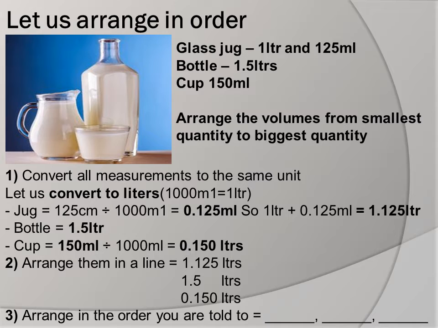Okay, now here's the answer. In the whole numbers, we have 1, 1, and 0. So 0 is the smallest. Definitely 0.150 liters is the smallest. Then from the 2 remaining, let's move to the tenths value since both of them have the same whole numbers. 1 and 5. Which is the smallest? 1. So the next one is 1.125 liters. And finally, the biggest is 1.5 liters. All right, I'm sure you got that correctly. So now let's see what we have next.